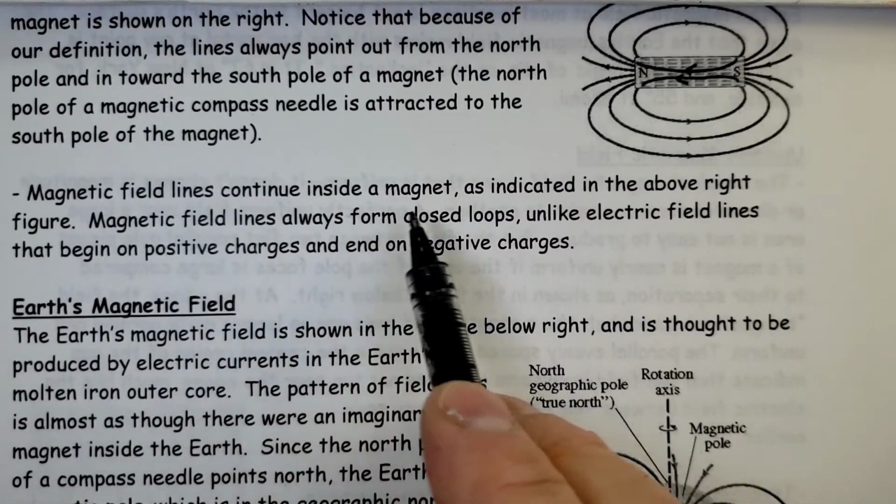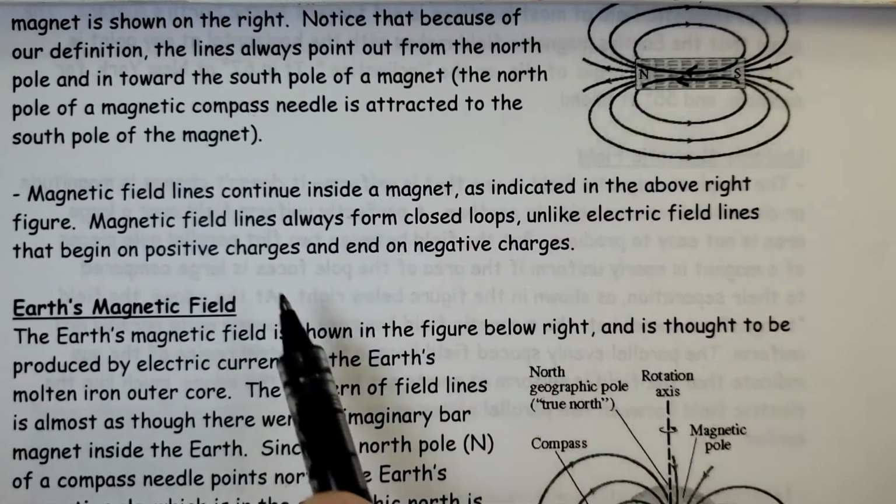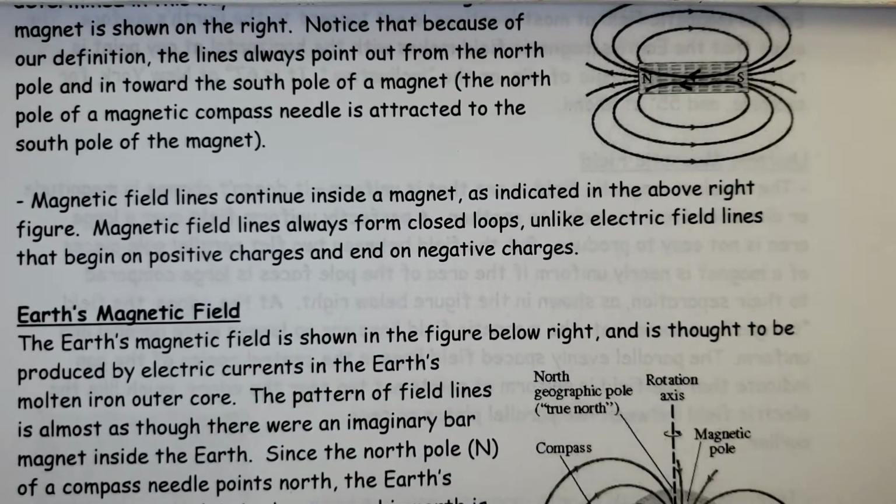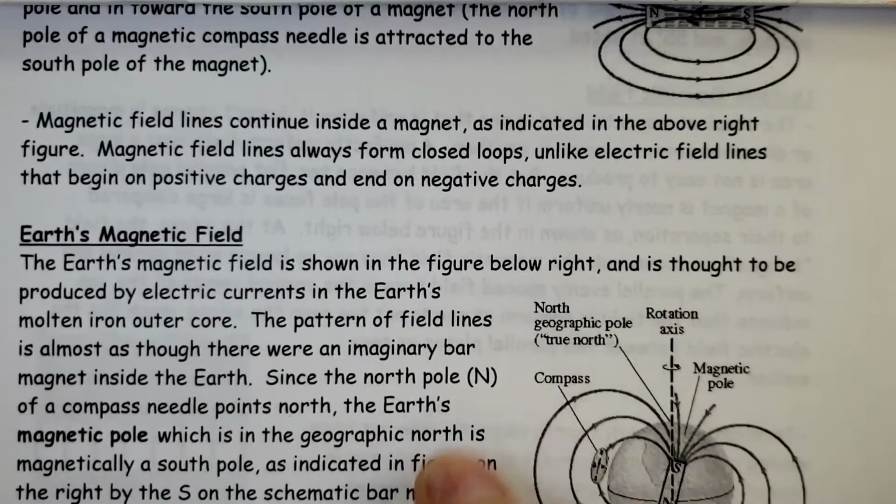Magnetic field lines continue inside a magnet as shown. Magnetic field lines always form closed loops, unlike electric field lines that begin on positive and end on negative. So they continue on inside the magnet.